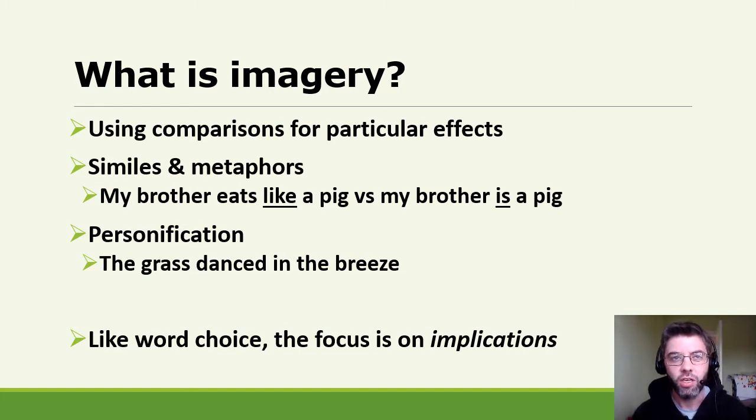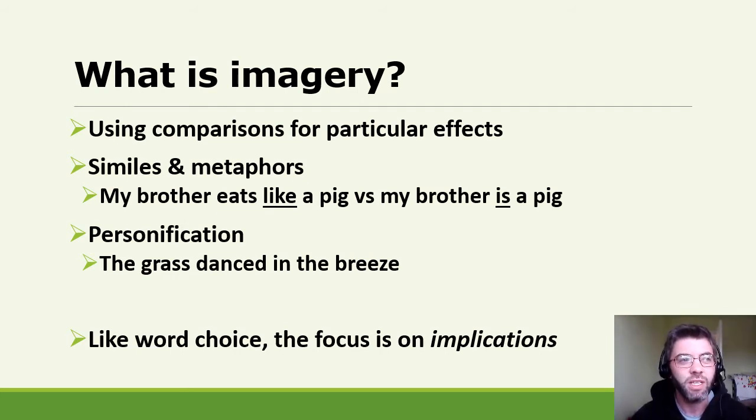So the obvious examples of that are similes and metaphors, which are very closely related. Similes are where you say that something is, funnily enough, similar to something else, whereas metaphors are where you compare them by saying that they are the same as something else. You can see the example there. The simile is my brother eats like a pig, whereas the metaphor is my brother is a pig. The effect of that is going to be similar. Which one you use would depend on all sorts of things, including personal writing style.